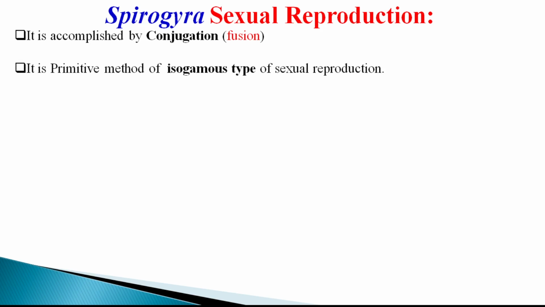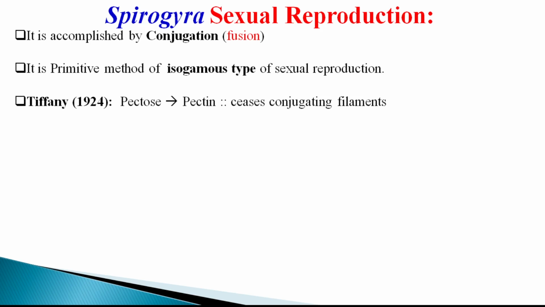You know, sexual reproduction in Spirogyra is accomplished by a mechanism known as conjugation, or you can call it fusion, which is a very primitive method of isogamous type of sexual reproduction in Spirogyra. It involves the fusion of the entire content of two similar but unspecialized vegetative cells. When these cells mature and get yoked, the conjugation process starts.